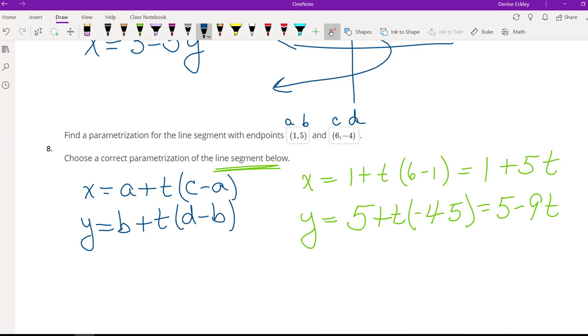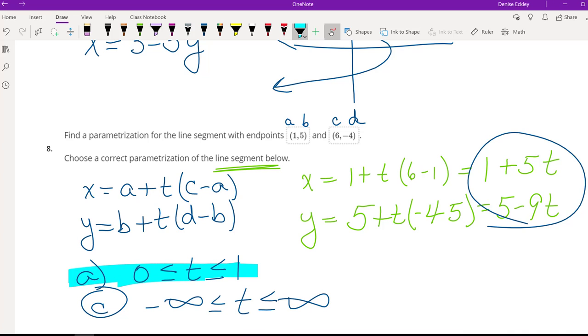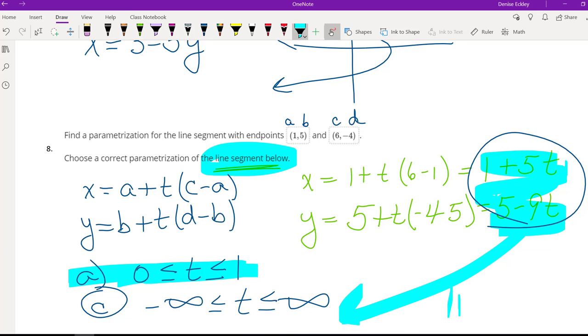Answer A was these two equations here, but with this t range, and letter C had this t range. So the answer had to be letter A because it had this set of equations, and we wanted a line segment, so we needed endpoints. Letter C would use this set of equations, but it would be a line because there are no endpoints.